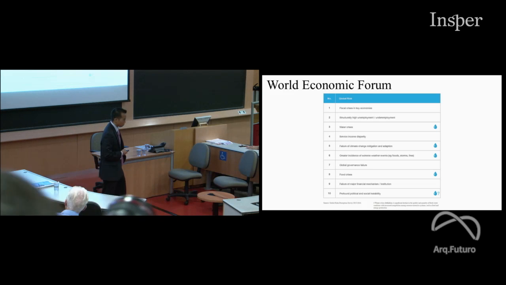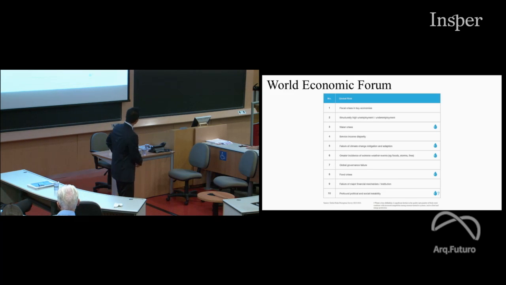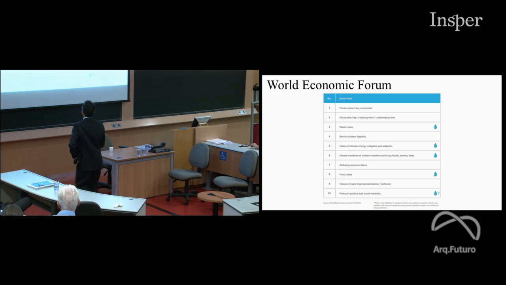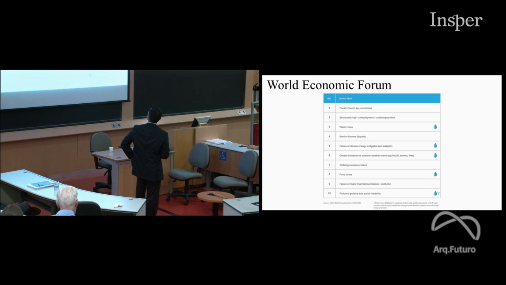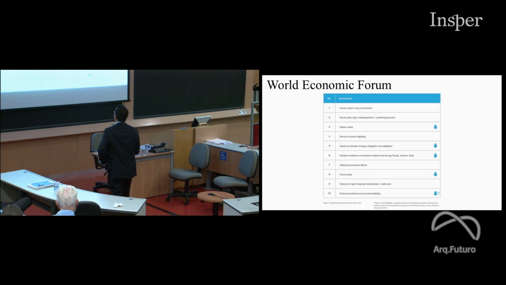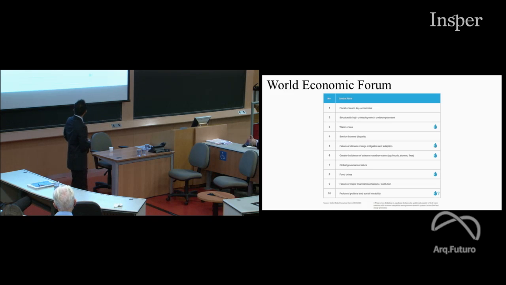The World Economic Forum in 2014 identified 10 global risks. And if you look at 5 of them, they're all related to water. So number 3 is water crises. Number 5, failure of climate change mitigation and adaptation. We have greater incidence of extreme weather events and floods. I mean, we know from 1950 all the way up to 2000, the number of flooding events globally has increased by an order of magnitude.